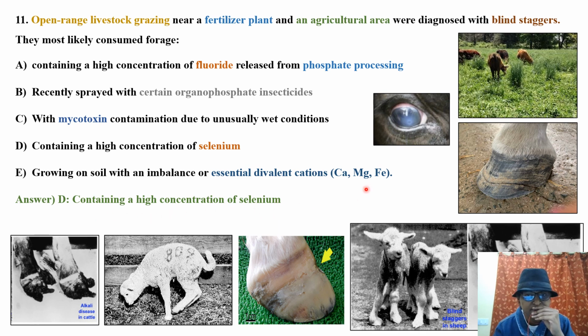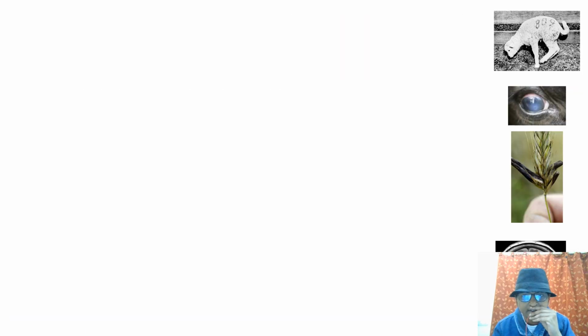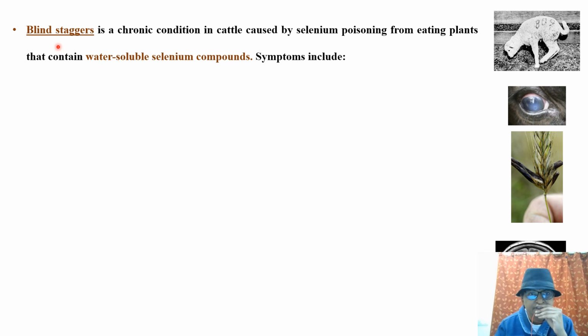From this video we'll understand what is selenium toxicity, what is selenium deficiency, what is blind staggers, and how excess fertilizers on plants are going to affect not only human beings but also livestock. Let's see, first of all, what is blind staggers. Blind staggers is a chronic condition in cattle caused by selenium poisoning from eating plants that contain water soluble selenium compounds. This is very important.